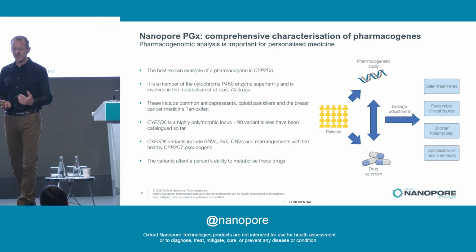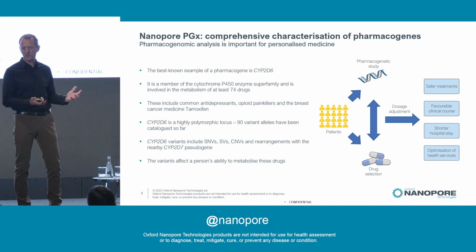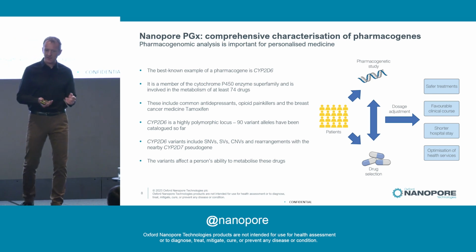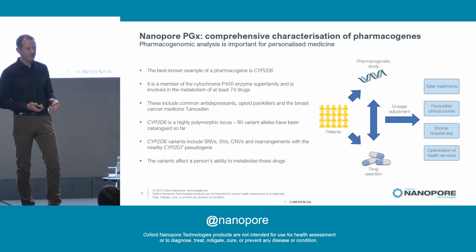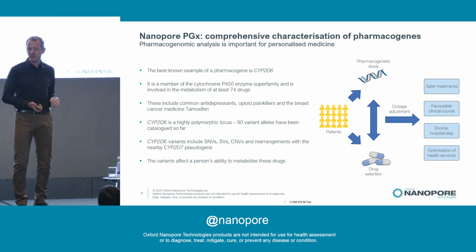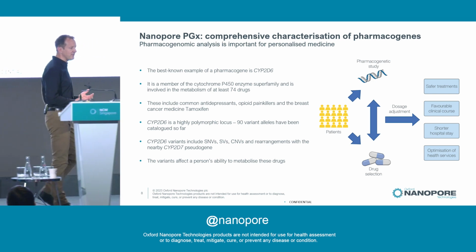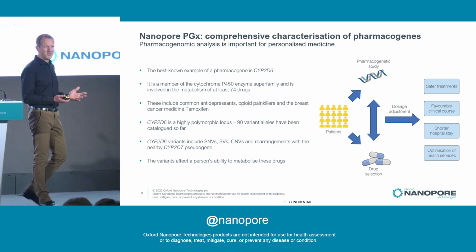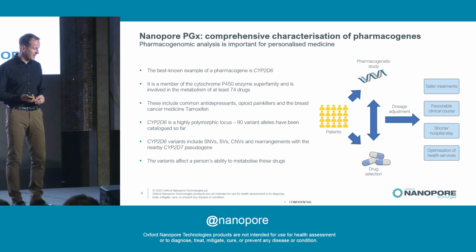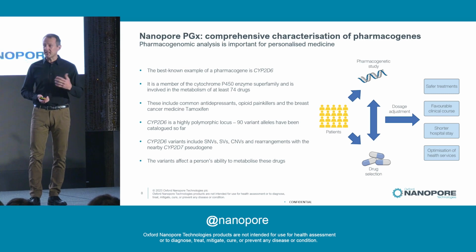There's something like 90 different variant alleles of CYP2D6 that have been catalogued so far. These include all the different sorts of variation: SNPs, indels, structural variants, copy number variants, and everything else that I haven't mentioned. Perhaps interestingly, CYP2D6 has a pseudogene called CYP2D7 that's very nearby, and it can recombine with this and produce other variants as well, which we'll see later on. And as I've said, all of these variants can affect our ability to metabolize these drugs.